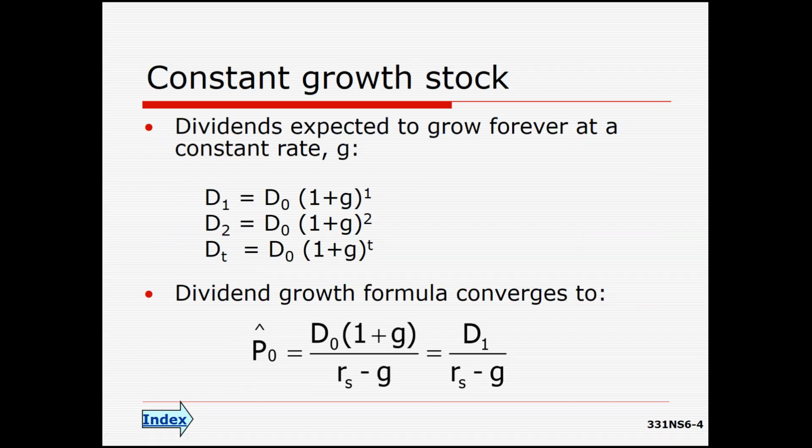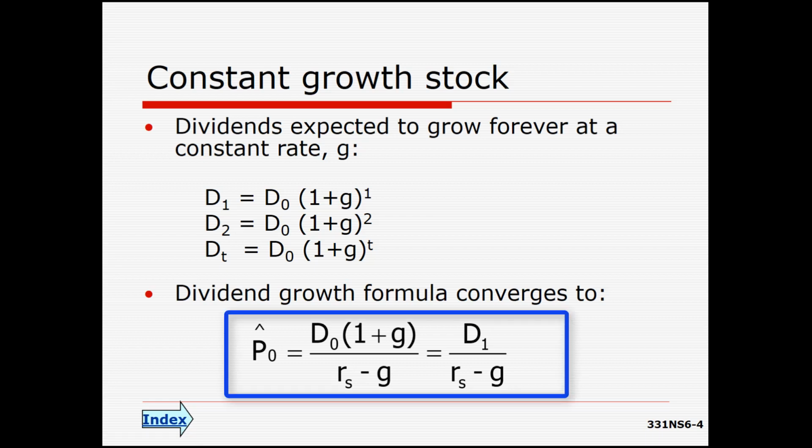If we assume that a firm's dividend grows at a constant rate forever, using a Taylor expansion and a lot of math, the infinite valuation model can converge to a constant growth model. This is called the constant dividend growth model or the Gordon growth model. Note that D0 is the dividend just paid, so it's known, it's history. RS is the required return on the stock, and g is the constant growth rate. Be careful as to whether a problem gives you D0, the dividend just paid, or D1, the next expected dividend.